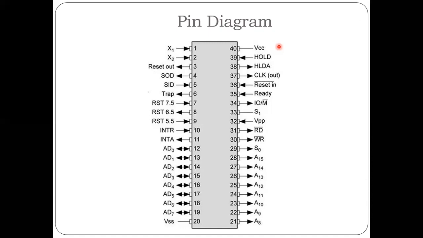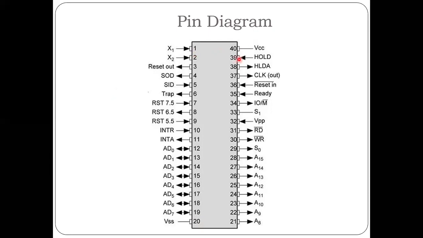We are going to see the power supply first, that is VCC. It is the 40th pin, and VSS, that is ground, should be the 20th pin. So it is a pin diagram. It works on a plus 5 volt power supply. Okay, plus 5 volt power supply is used for 8085.